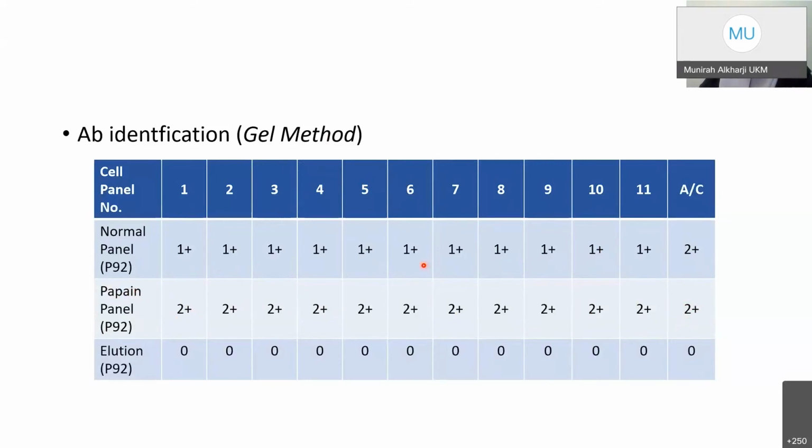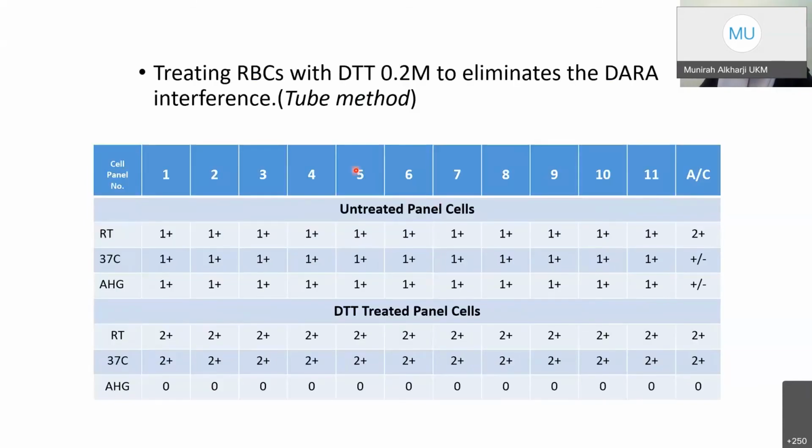Because of the positive DAT, we also performed an elution test, but it did not show any autoantibody, showing negative results. So then we treated the cells with DTT to eliminate the daratumumab effect. So this is the pattern of the untreated panel cells, showing all the pan-agglutination results.